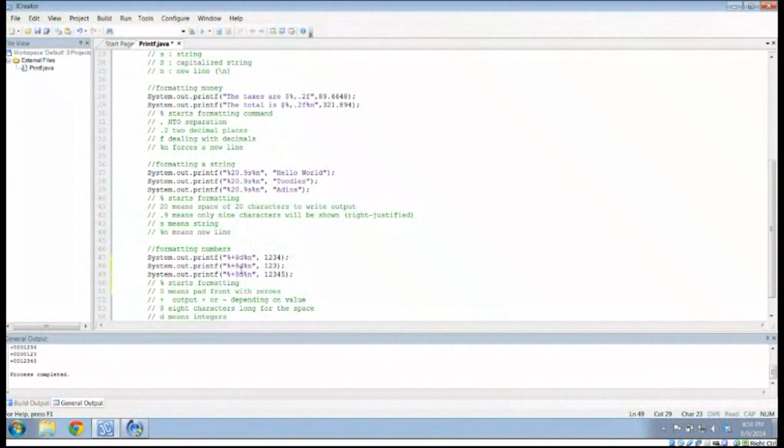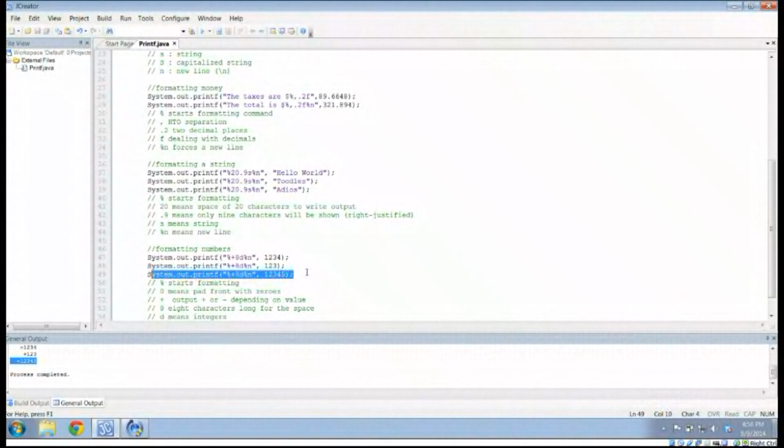If I were to take this 0 and just get rid of it, it's not going to pad it with zeros, but it's still going to have 8 spaces out. And so I see that I've got 8 spaces here. The 5 for the number, the 1 for the plus, and then 2 spaces up in front to make sure this all adds up to 8.